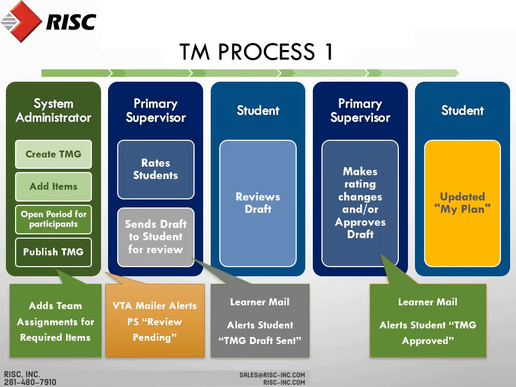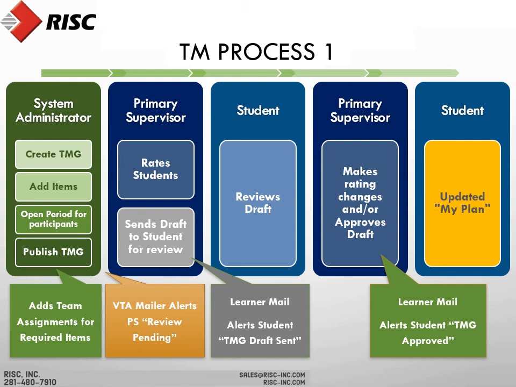The team management process from start to finish varies slightly if you require students to be notified about TMG draft changes prior to an approval. Process 1, shown here, requires drafts to be sent and works as follows. A system administrator creates the TMG, adds the items, opens the period, and then publishes it. The publish process will add team assignments for any required items.